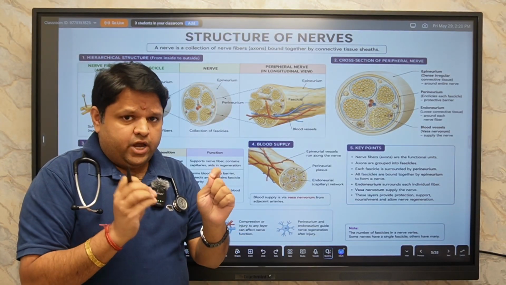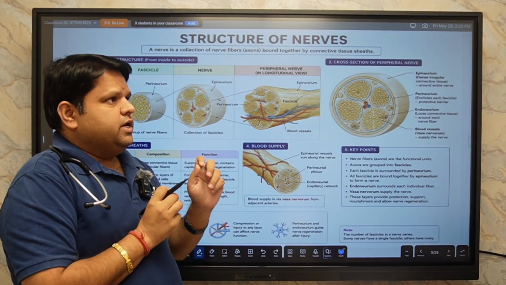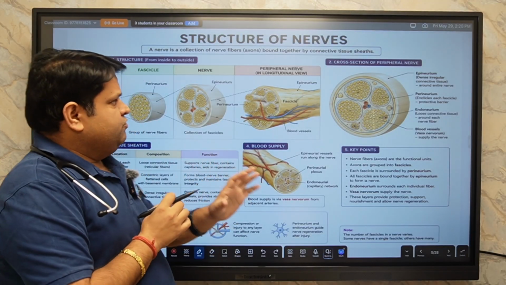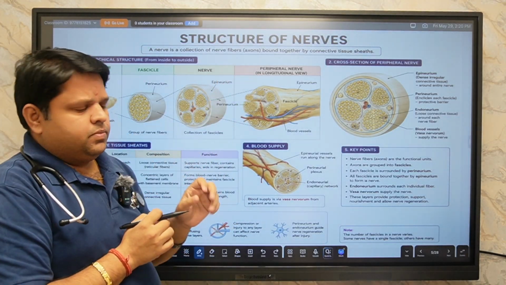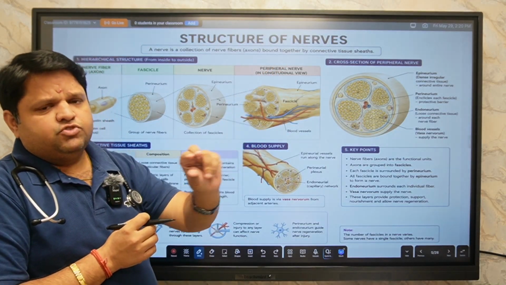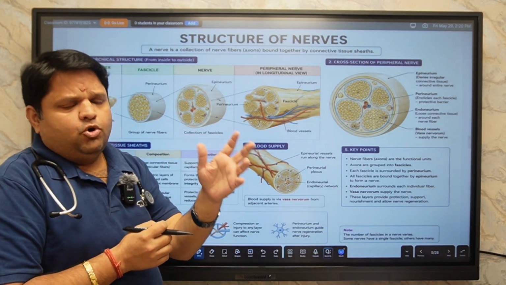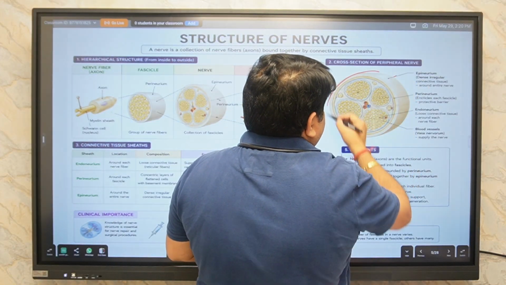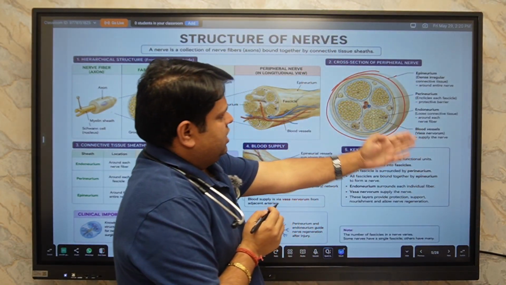Now to start with the anatomy, because in neurology the basic is always neuroanatomy. So we will start with the structure of the nerves. A nerve arises after the plexus, and there are various nerves in the upper limb or lower limb. This is the cross section of the nerve.